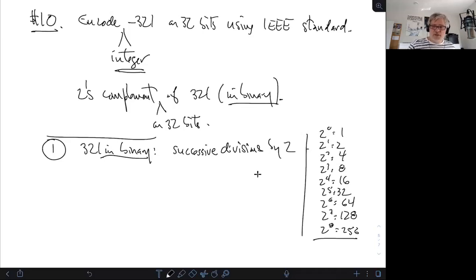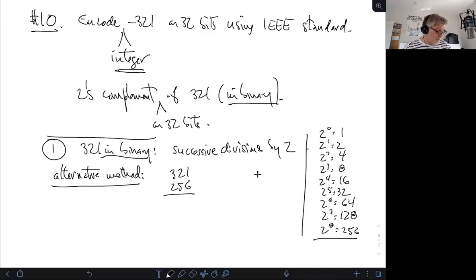So another way of doing it, if you don't like successive divisions by 2, is to simply subtract the biggest power of 2 that you can. Here's an alternative method to write it. For 321, I look at the biggest power of 2 that fits, that's 256. All right, so I'll subtract that.